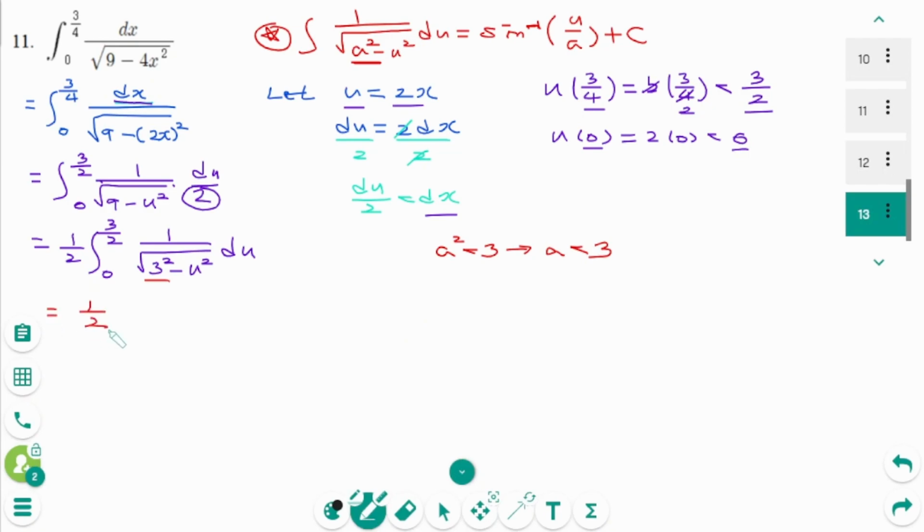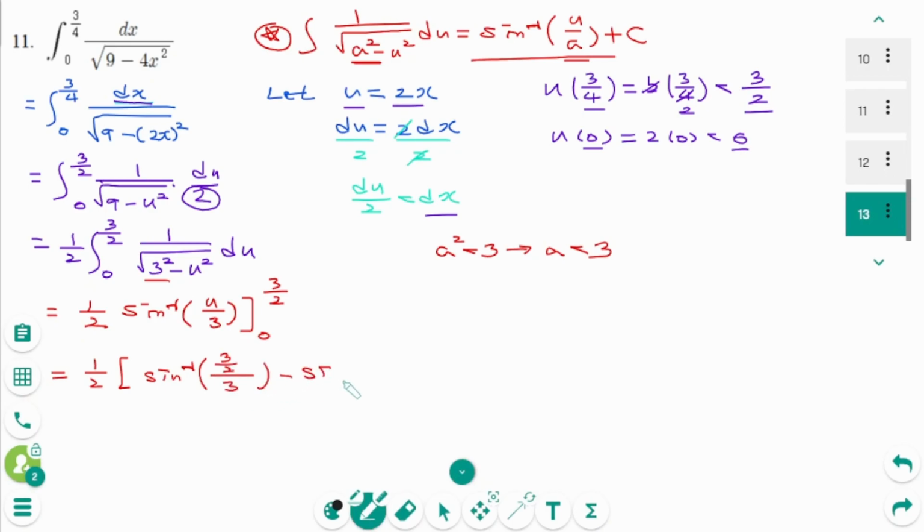So 1 over 2 arcsine of u over a, then u over 3, from 0 to 3 over 2. We do not return to the variable x after integrating. We just evaluate the expression in u using the changed limits of integration. Equals 1 over 2 times arcsine of the first one, 3 over 2 over 3, minus arcsine of 0 over 3.